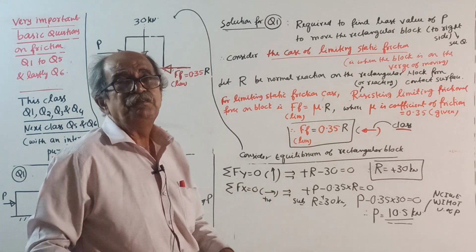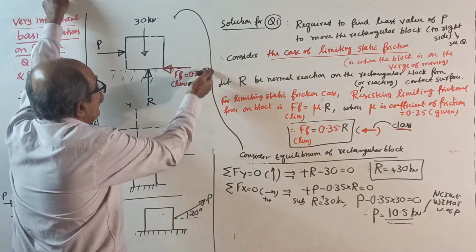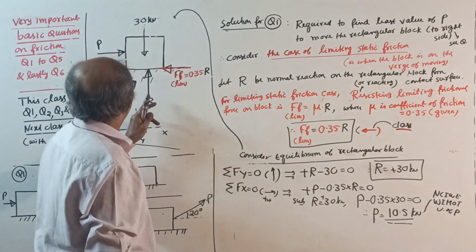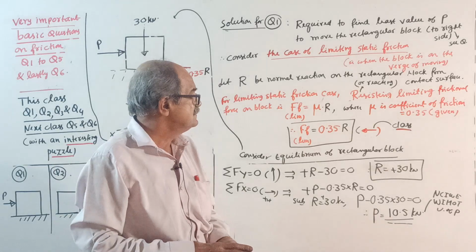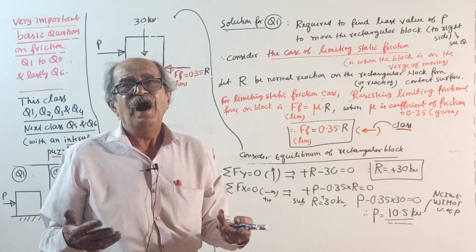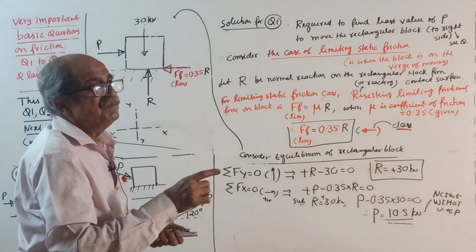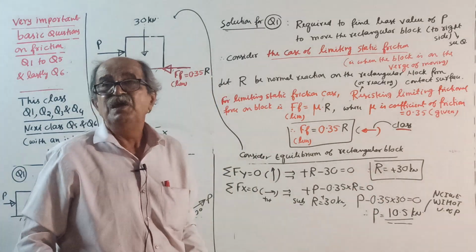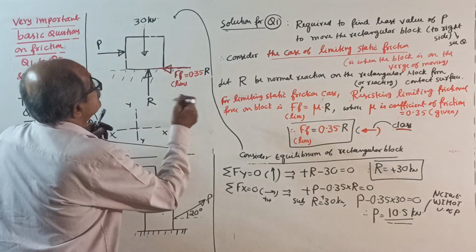By chance, if you apply sigma Fx first, what will happen? Nothing will happen. P minus 0.35 R equal to 0, call it equation number 1. Then sigma Fy equal to 0, R minus 30 equal to 0, R will come 30, substitute, both are the same. Someone will ask, sir, what about R? R we are not interested in. When I solve the question, I will not waste time on R. Sometimes if you get P first, you need not calculate R. Now question number 1 is over.